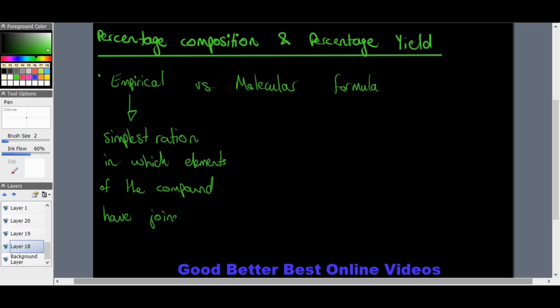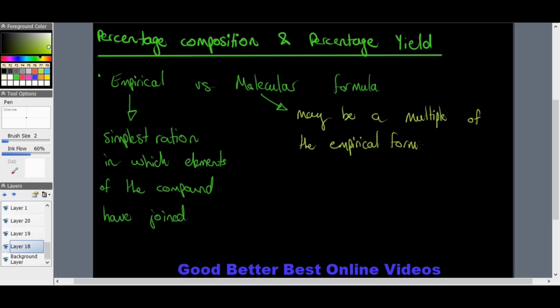Just rolling with the definition now quickly. The molecular formula of a compound may be a multiple. Coming back to the molecular formula: the molecular formula of a compound may be a multiple of the empirical formula.